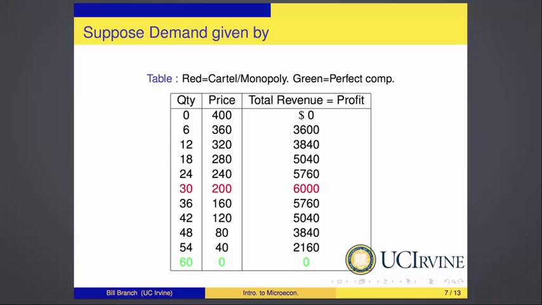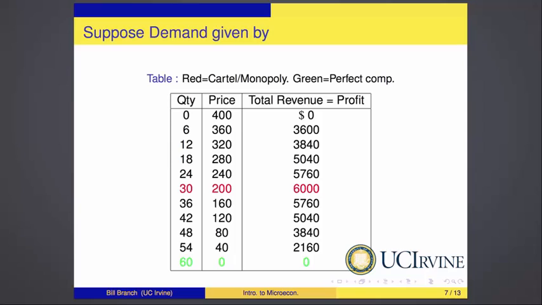If we recognize that the right-hand column is also the profit, then we can figure out the outcomes under the different market structures. In perfect competition, we know the firms are price takers, so they would produce where price is equal to marginal cost, and here marginal cost is 0. So the perfect competition outcome would be at a quantity of 60, which is a price of 0, and it leads to 0 profits, just as we would have expected from what we learned about perfect competition. That's the green row there.